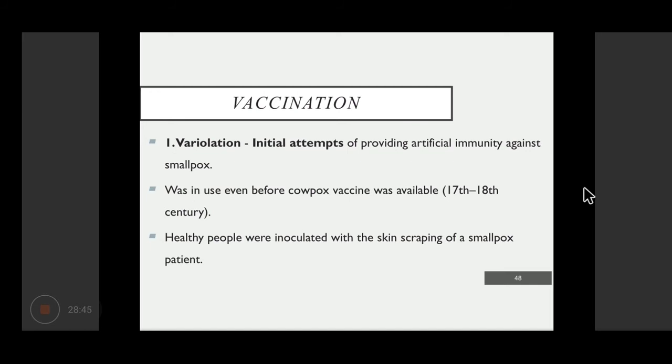This practice was not actually very right, because you are giving an infectious agent that is very much capable of causing disease to other people. But the fear of this disease, and of the deaths it caused, was so great that they felt variolation, or infecting a person with a lesser dose of virus into the skin, would lead to fewer complications, lesser fatalities, and lesser rashes. So this practice was followed till the 17th or 18th century.